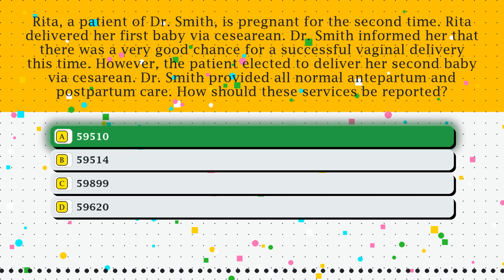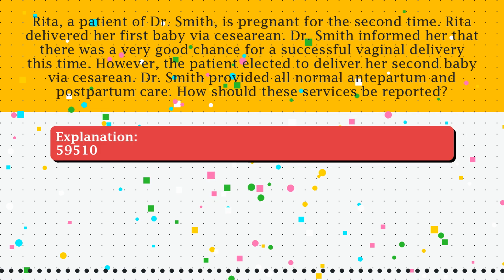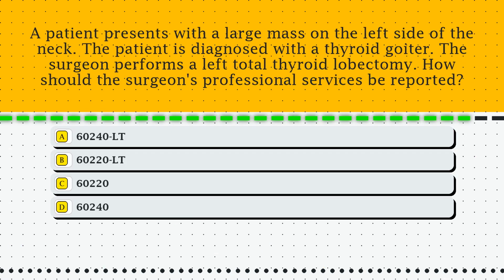The correct answer is option A, 59,510. Question 87. A patient presents with a large mass on the left side of the neck.